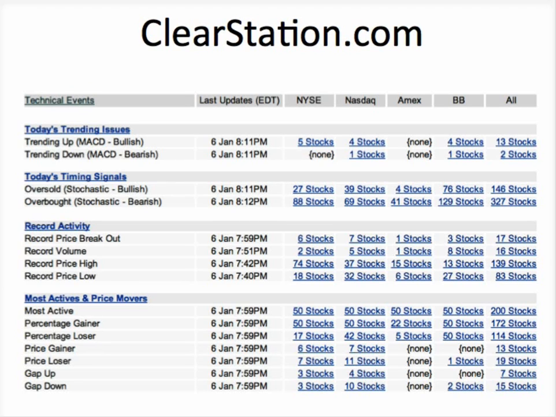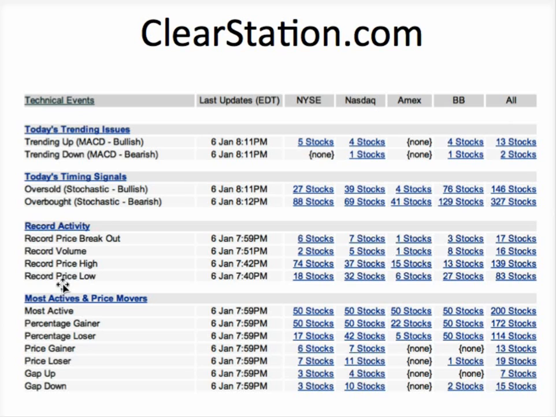Here's another website, clearstation.com. This is another free website. It was bought by E-Trade, little fun fact there. And they have this thing called Tag and Bag. If you go to clearstation.com and click the link that says Tag and Bag, it brings you to this. This looks kind of complex, but it's really not. It basically divides up watch lists into the different exchanges: New York Stock Exchange, NASDAQ, American Stock Exchange, OTC Bulletin Board, or all. I usually click all. I don't like to discriminate against any exchange. I'm an equal-exchange opportunistic kind of guy.